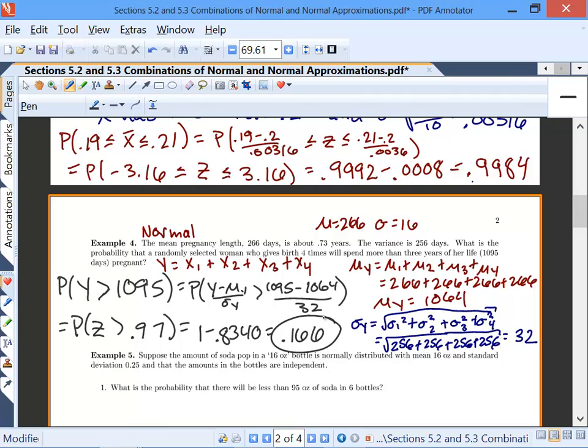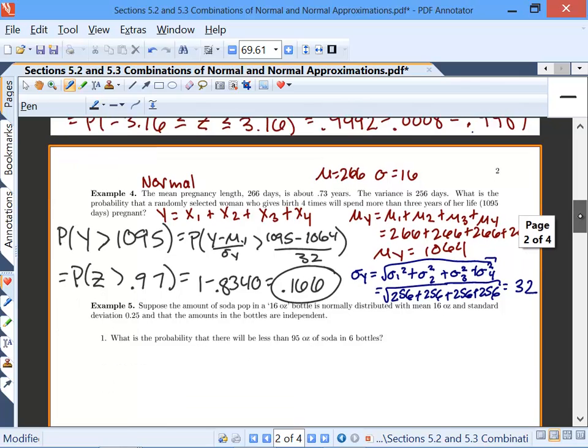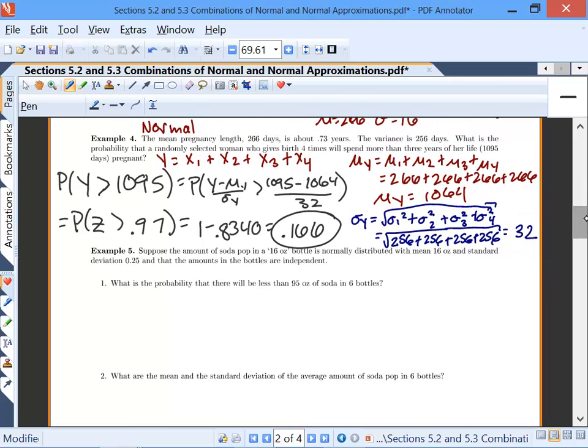Okay. Questions on this problem? Again, the only new step is find your new mean, find your new standard deviation, and then do everything the same as we did in the previous section. So for example 5, suppose that the soda pop in a 16-ounce bottle is normally distributed with a mean of 16 and a standard deviation of 0.25, and that the amounts in the bottles are independent. Why would the independence matter? So you can add up your variances.